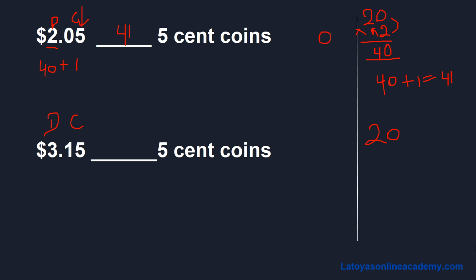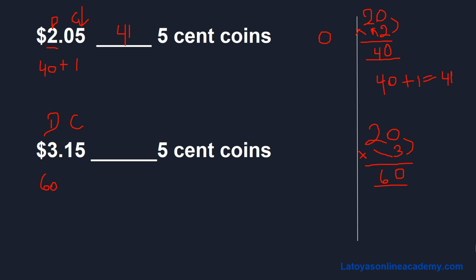There are 20 5-cent coins in $1. So to find out how many 5-cent coins there are in $3, we can simply multiply 20 by 3. 3 by 0 is 0, and 3 2s are 6. So we are getting a total of 60 5-cent coins in $3.